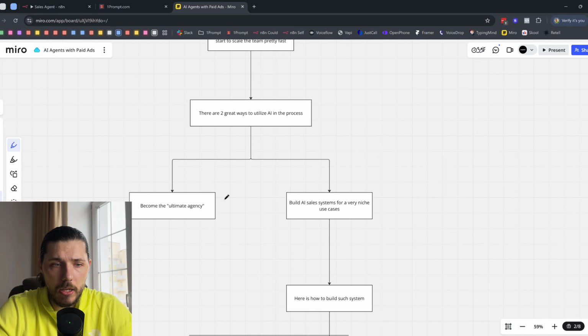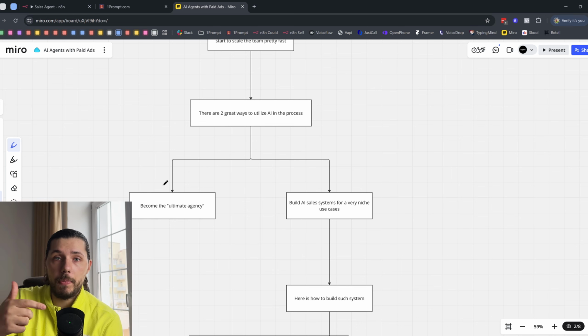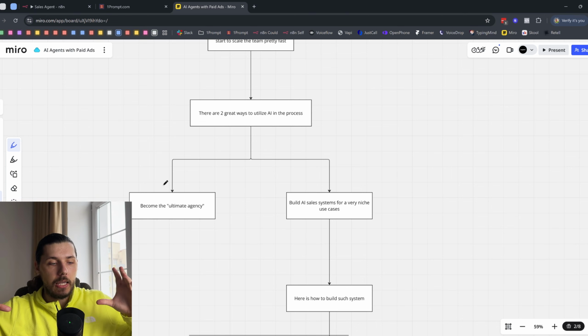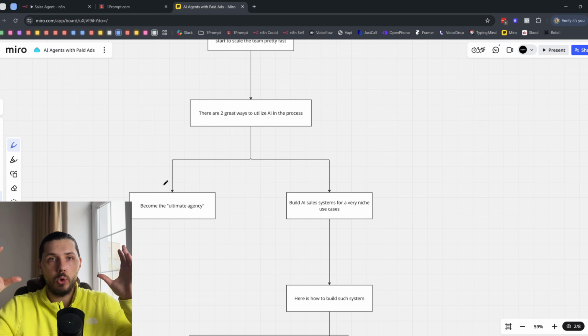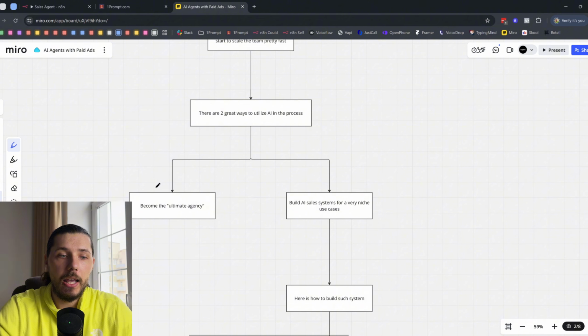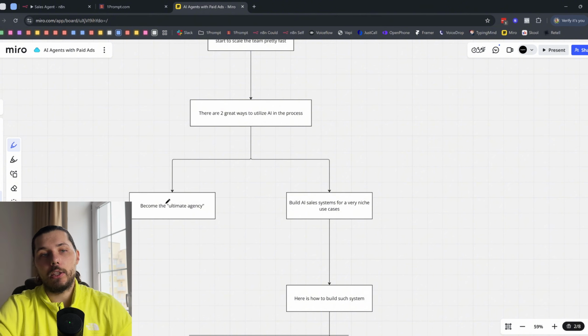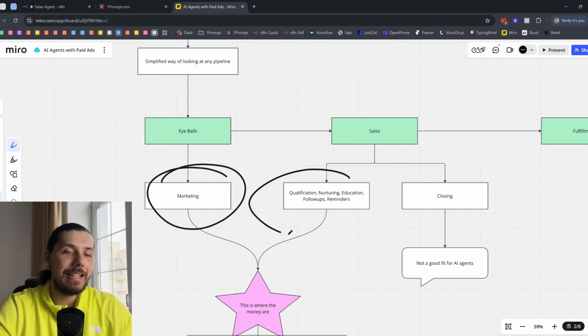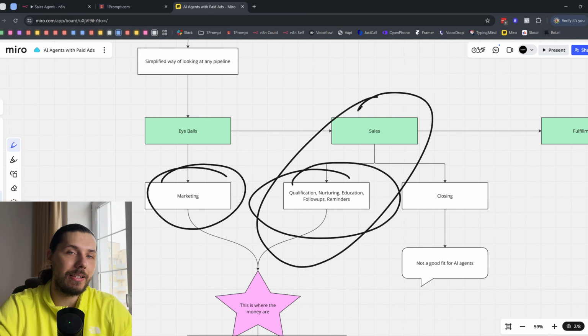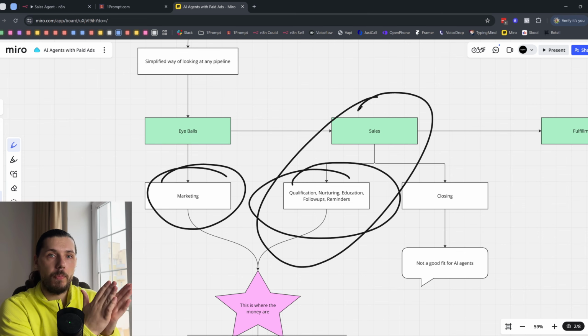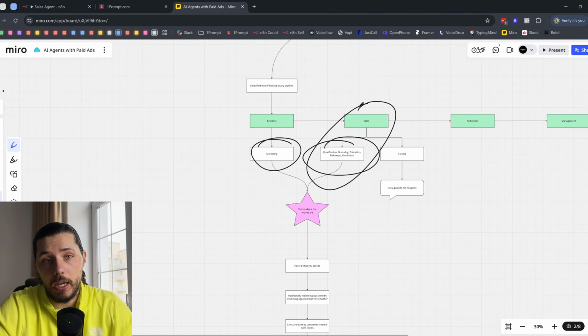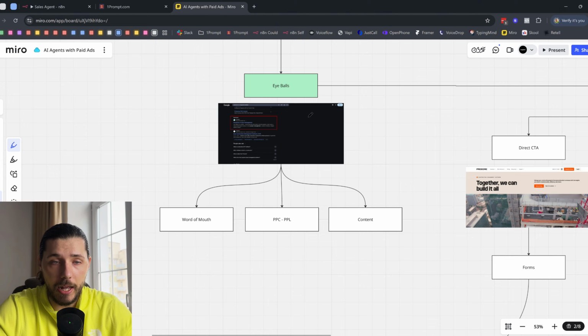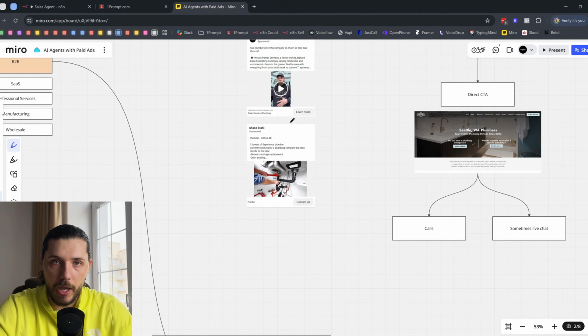The first one is to become the ultimate agency, or if you are building it for your business, to become like an ultimate tool system. Build an ultimate system that will do everything, right? And the ultimate agency means that you are combining the marketing services and the services on the sales cycle. So you build them an acquisition funnel. Again, you could set up the Google ads, or you could set up the Facebook ads.